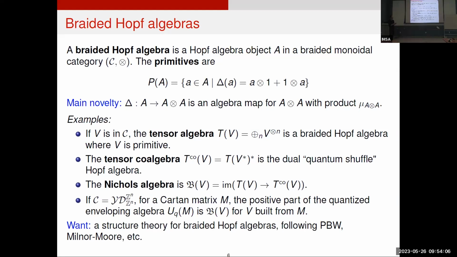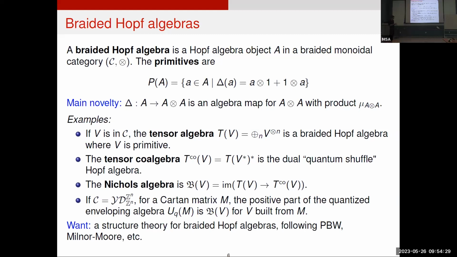The diagonal of A tensor one. The diagonal of A is A tensor one plus one tensor A. So one of the things that I swapped over was that one of the axioms for being a Hopf algebra is that the diagonal is an algebra map. The diagonal goes from A to A tensor A.